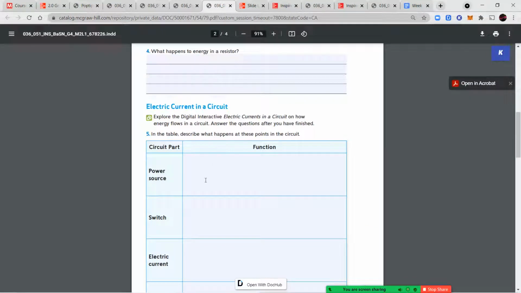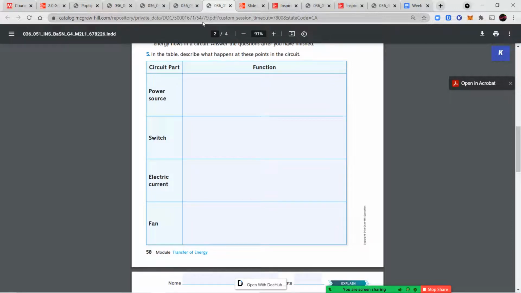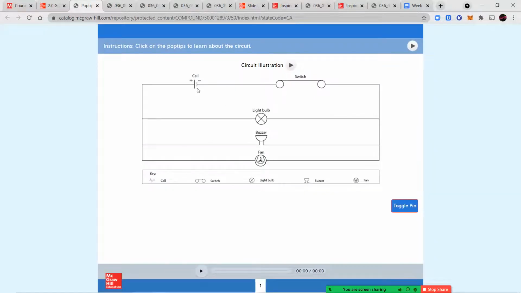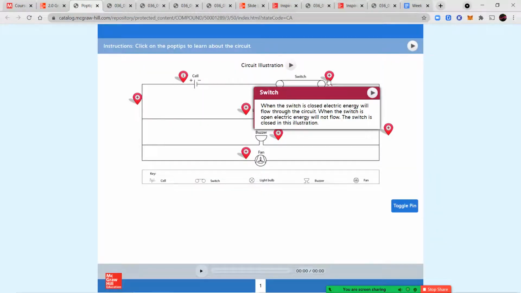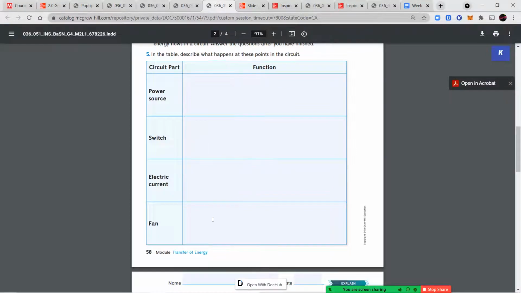So we're going to go back over here and list the function, or the job, of the power source. If you don't remember, you can always go back. Our cell over here was our power source. It provides a source of energy for the circuit. For our next part, the switch. Our switch will either allow the flow of electricity or block the flow of electricity. So when the switch is open, electric energy cannot flow. When the switch is closed, electric energy can flow through it.